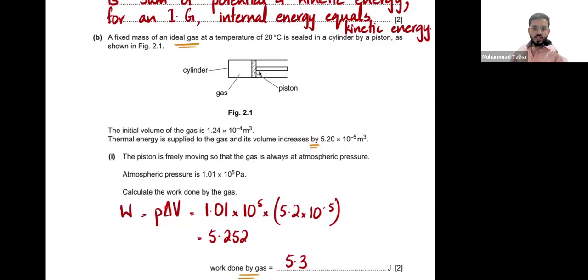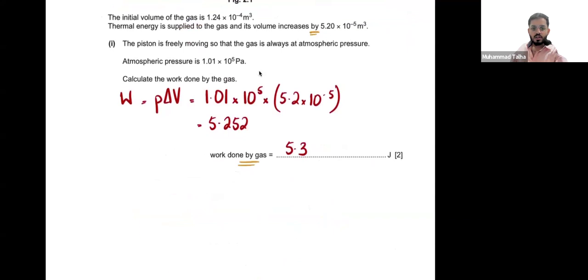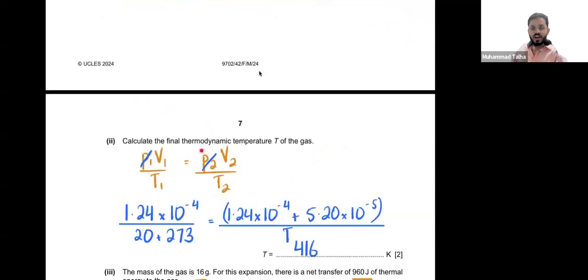So I have the pressure here. I have the change in volume, which is given. It's by, so this is the change already. I just multiply the two and correct to 2SF. I get the answer as 5.3 joules. Next part. Calculate the final thermodynamic temperature T of the gas.